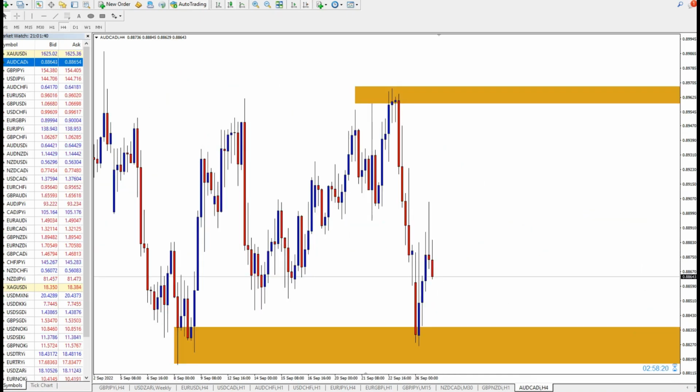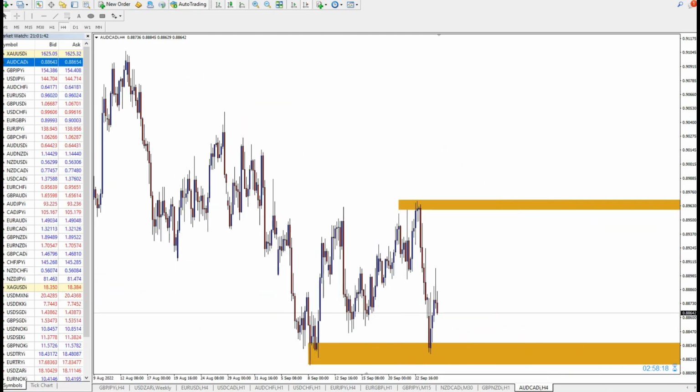Let's go to the 4 hours. We're going to pick 4 hour reversal zones. I want to mention that you do the same thing on the 4 hour, on the daily, and on the weekly. The way you draw those reversal zones on the daily is the same way you draw them on the 4 hour, on the weekly, and on the monthly.